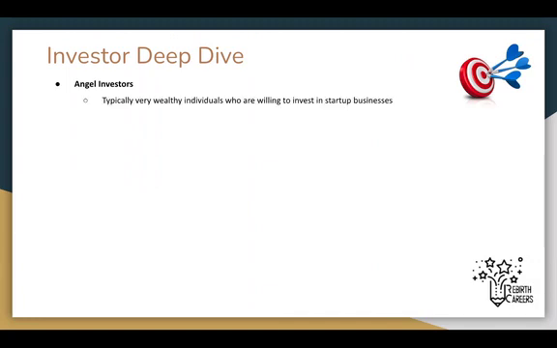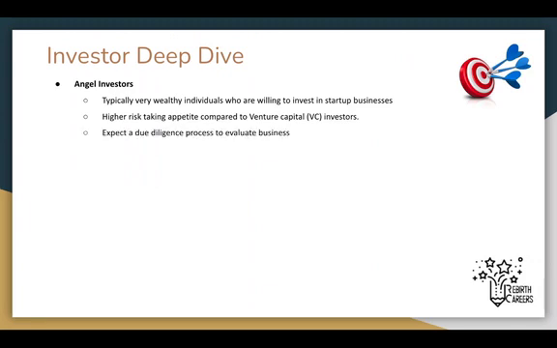Angel investors, as I mentioned earlier, their risk appetite is much higher than your venture capitalists. They're typically very wealthy individuals who are willing to invest in startup businesses. I mean, we love angel investors because they take their chances on innovative young startup ideas and founders, which is really, really great. It's a higher risk taking appetite compared to VCs, as I mentioned.